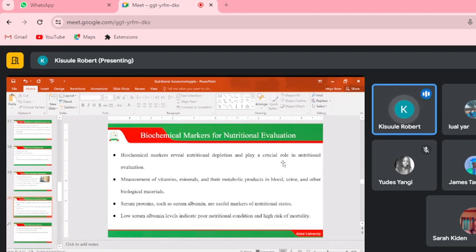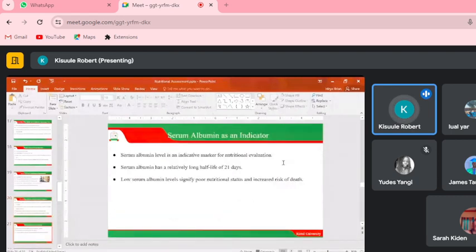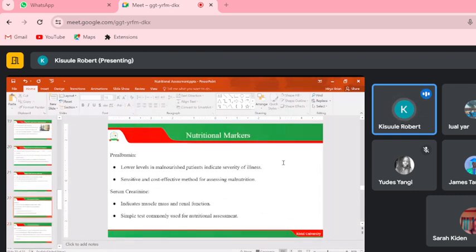And also we are looking at urine and sugar and other biological materials, and serum proteins such as serum albumin, which is a useful marker of nutrition status. Low serum albumin levels always indicate poor nutrition conditions and a high risk of mortality. The serum albumin level is an indicative marker of nutrition evaluation, and it has a relatively long half-life of 21 days. Low serum albumin can signify a poor nutrition status.